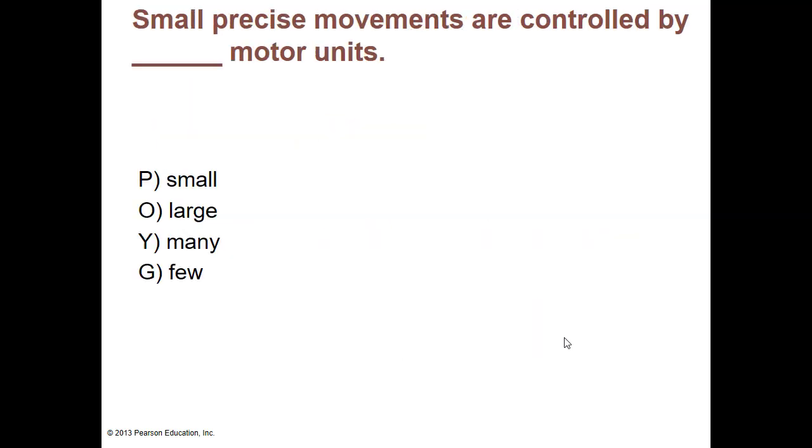All right, on to my end of the little part B questions. Small, precise movements are controlled by how many motor units? So get out your little pink, orange, yellow, and green cards, or if you have highlighters that are those different colors. I think you can buy highlighters in packs of pink, orange, yellow, and green.